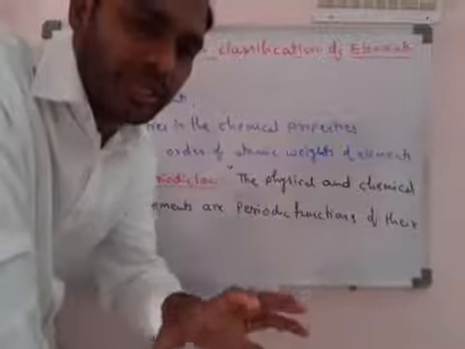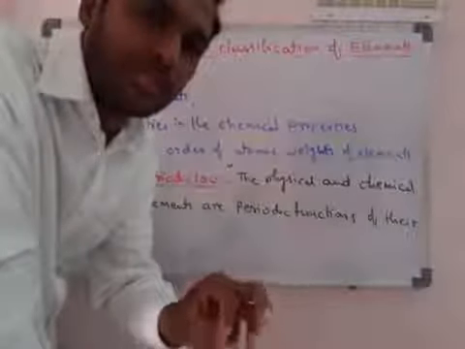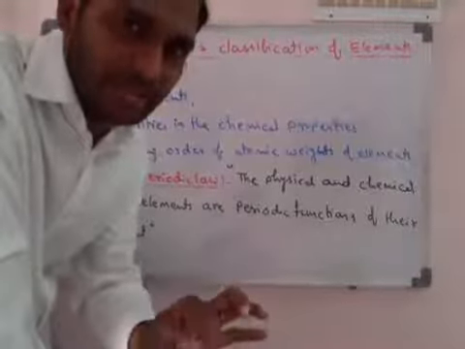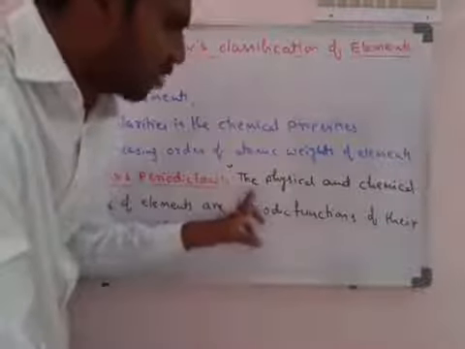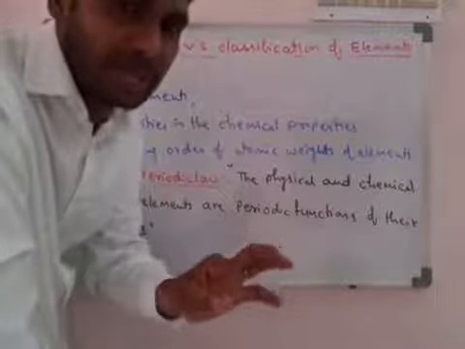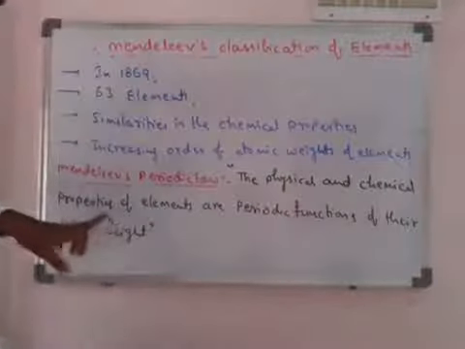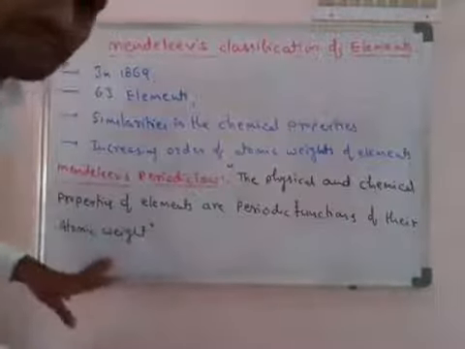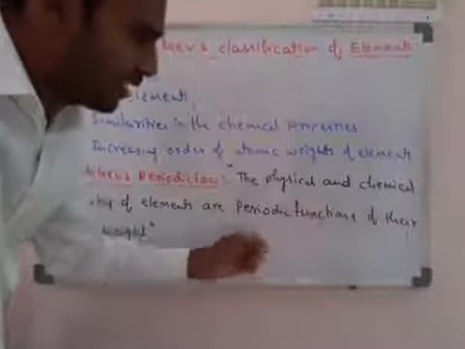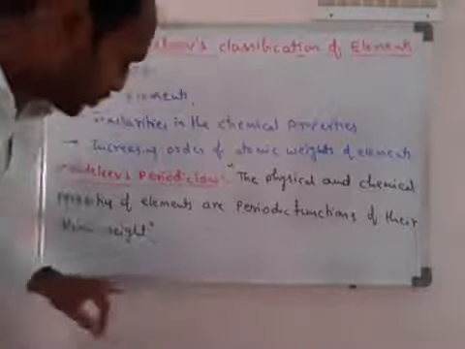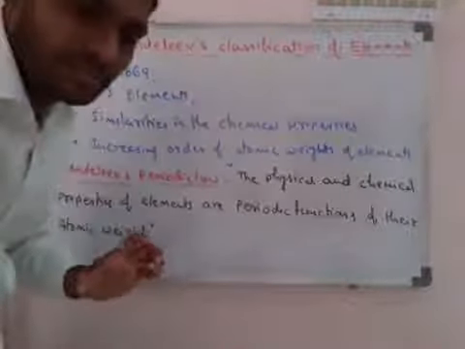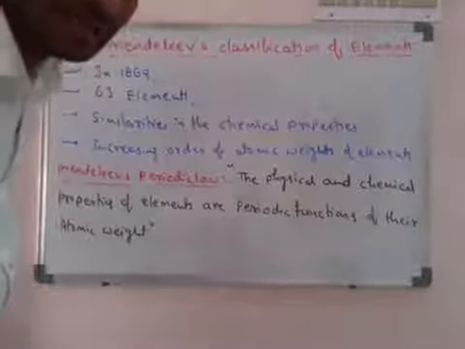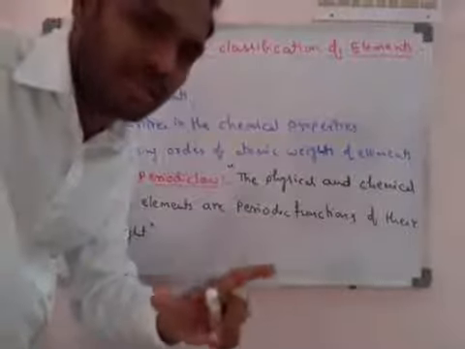Means according to his idea, the total properties of elements are due to their atomic weights. That he gave in the form of a statement called Mendeleev's periodic law: the physical and chemical properties of elements are periodic functions of their atomic weight. Periodic functions means they totally depend on atomic weight. Based on this he gave his periodic table. Now we see some points about that table.